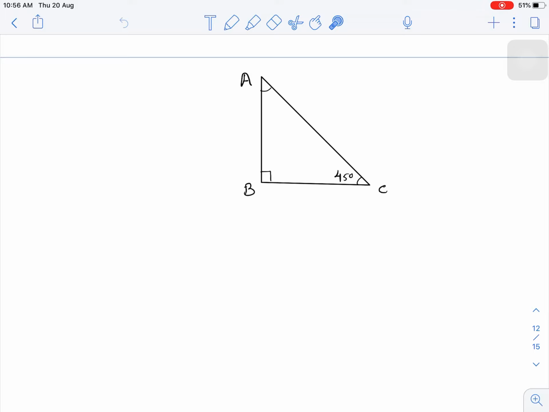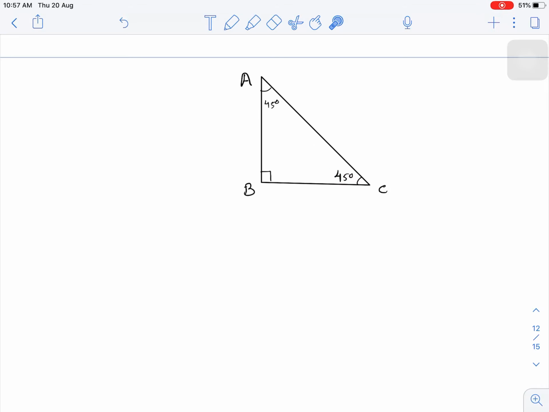Now, let us consider a triangle ABC, which is right angled at point B. If we consider that angle C is 45 degree, then by angle sum property, we get that angle A is also 45 degree. Now, since in this triangle two angles are equal to each other, that is, two angles are the same.